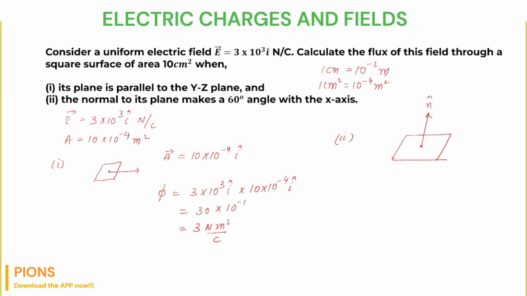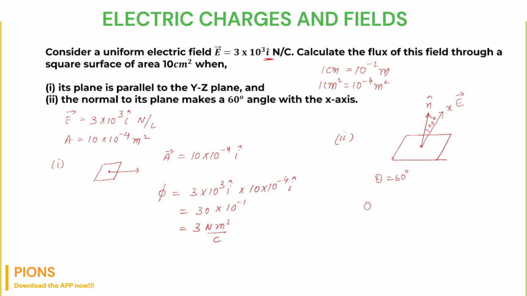So the second one, the normal to its plane. If this is the normal, it makes 60 degree with the x-axis. So let's say this is our x-axis. Along x-axis, it is making 60 degree, right? And we are given directly that our electric field is also along x-axis. Look at this I cap. So the angle between the electric field and the normal, theta, is straight away 60 degree. Be very careful. It won't be 30 degree in this case, right?